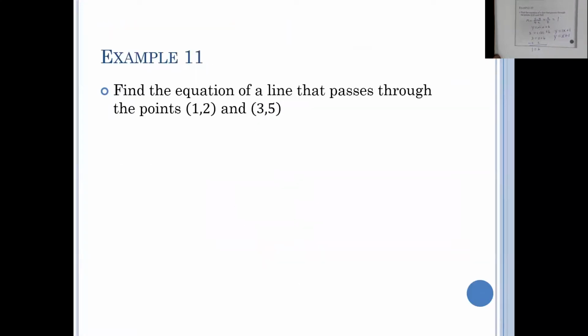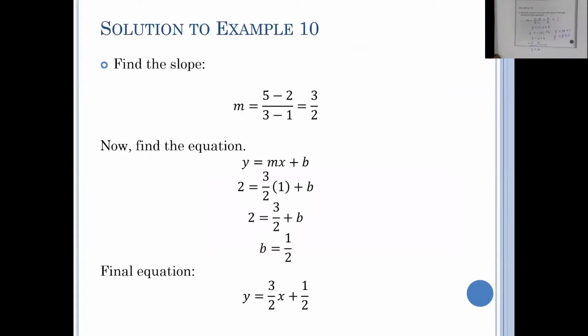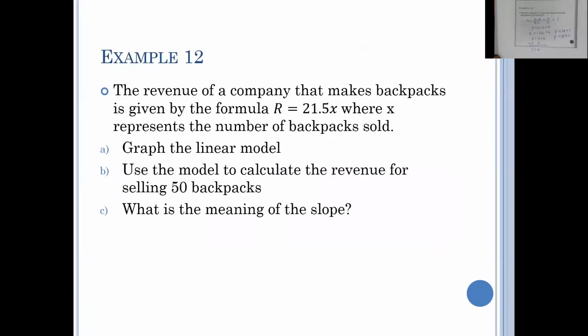Okay. 11 is a similar type problem. The solutions there, you can work that one on your own and check it. This video is getting a little bit long, so I'm going to try to get this last example in, number 12, and that'll wrap it up.